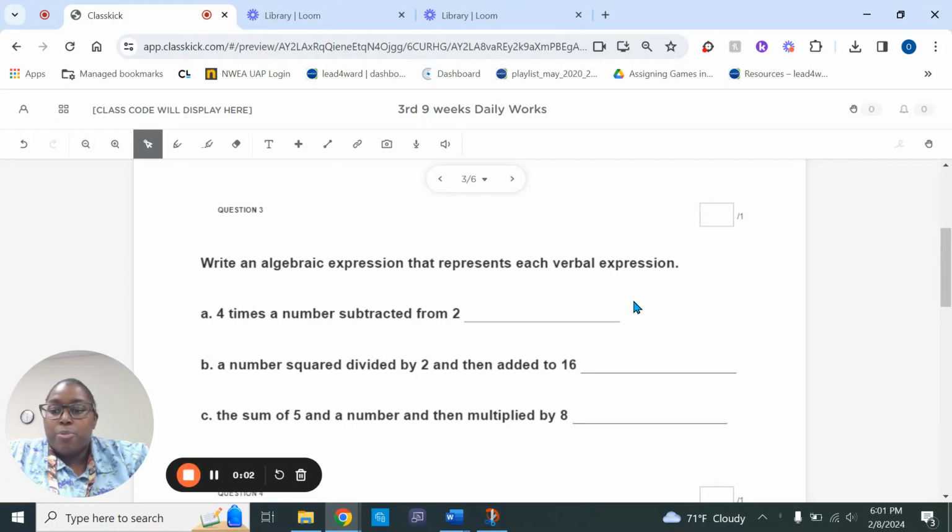All right, I'm gonna have to hurry up a little bit. I'm running out of time. So this is for question number 3. Number 3, write an algebraic expression that represents each verbal expression.